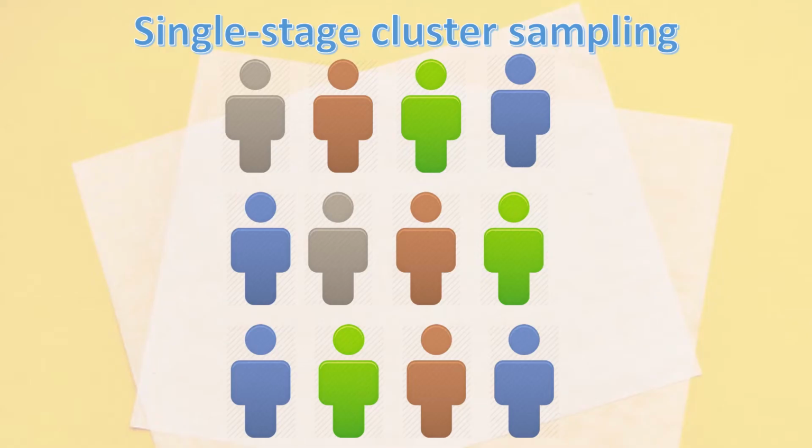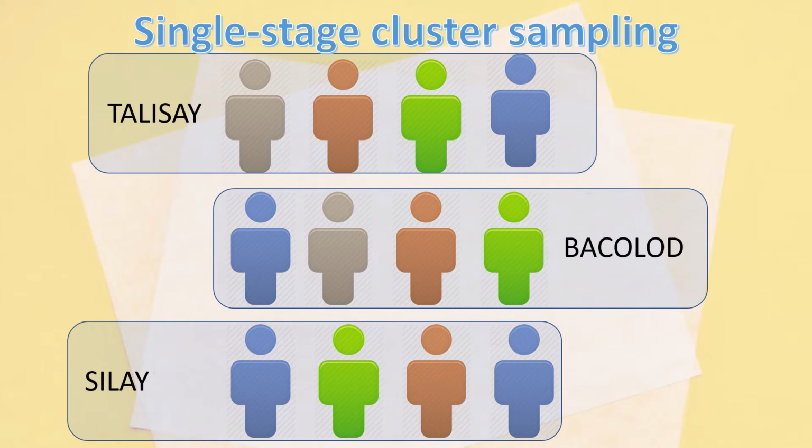To repeat, cluster sampling starts by dividing a population into groups, called clusters. What makes this different from stratified sampling is that each cluster must be representative of the population. Then you randomly select entire clusters to sample. This, for instance, is a cluster of population based on geographical location, Talisay, Bacolod, Silay. And the last part of the process is that the researcher would choose a certain cluster or clusters to represent the samples.